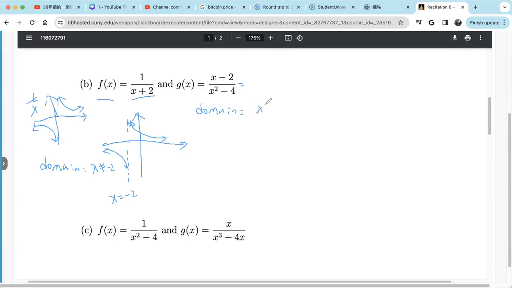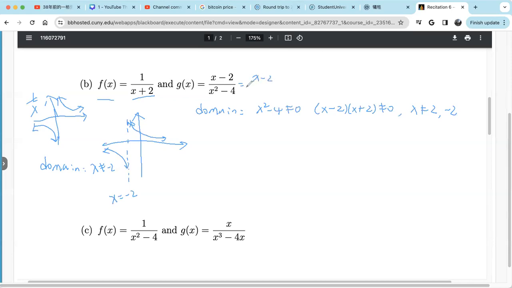The domain is where x squared minus 4 cannot be 0. In mathematics, we don't divide by 0. And the difference of two squares can be factored as x minus 2 times x plus 2. Solve this, and you see x cannot be 2 or -2. Right? But then what happens?